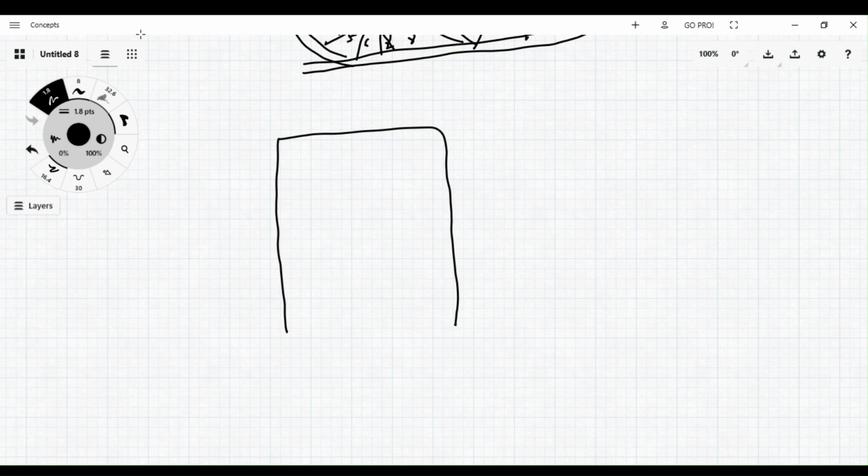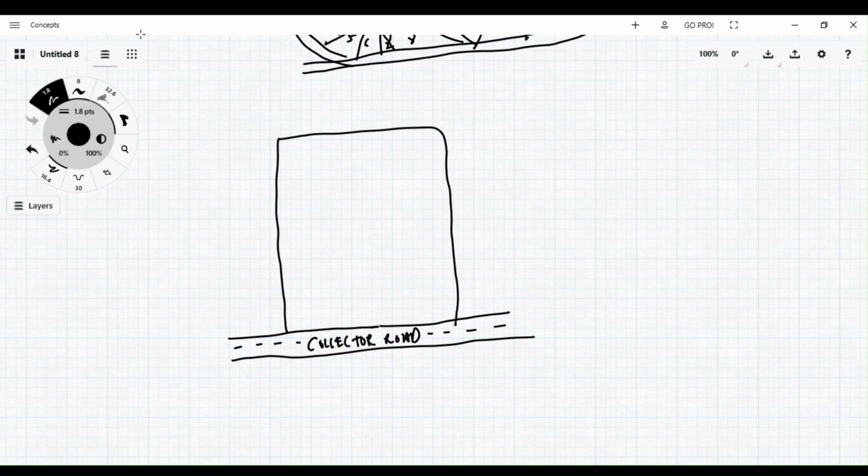Suppose this is my main road. You can call this a collector road. This is my collector road. Then vehicles will ply on this, all my cars and all those will be going on this. So what I will do in this super block, here I am revising one more term also. This is called cul-de-sac.